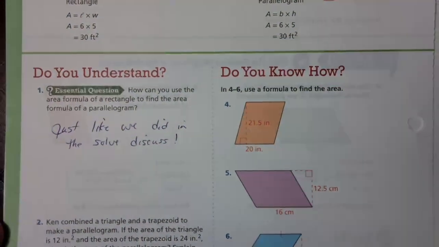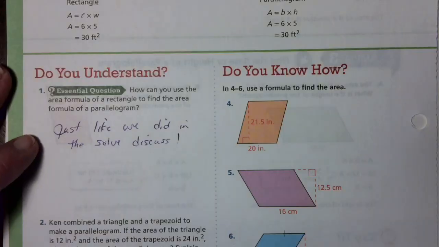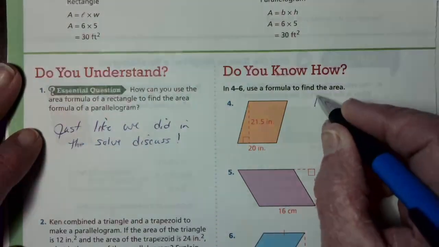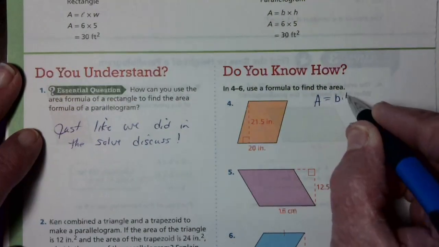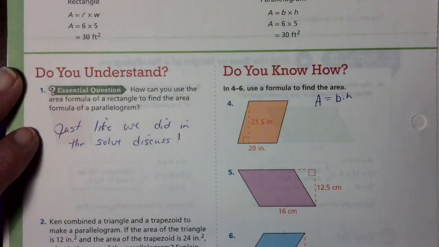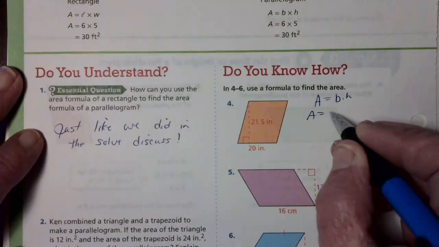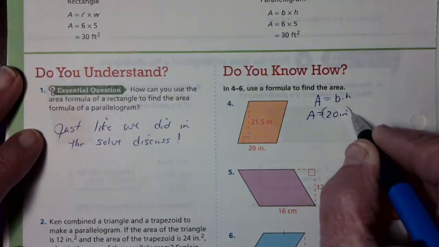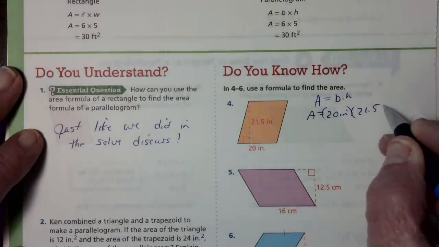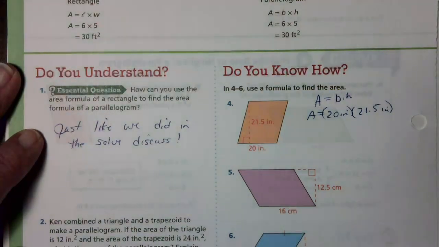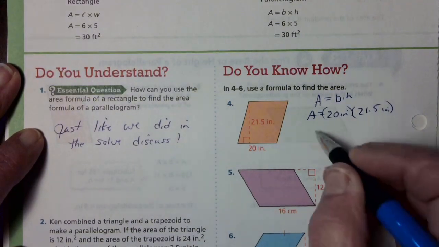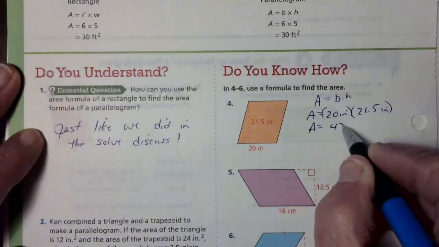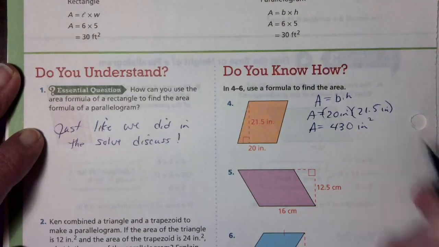Do you know how? Use the formula to find the area. Well, here we go. Always write your formula down first. So area is equal to 20 inches times 21.5 inches. Pick up your calculator, punch in the numbers. So area equals 430 inches squared.